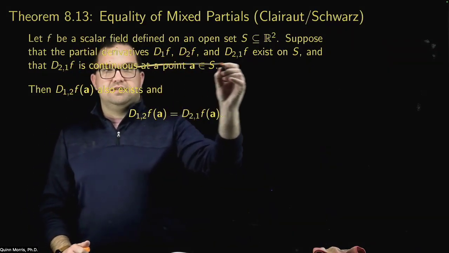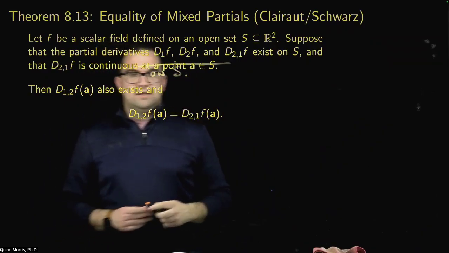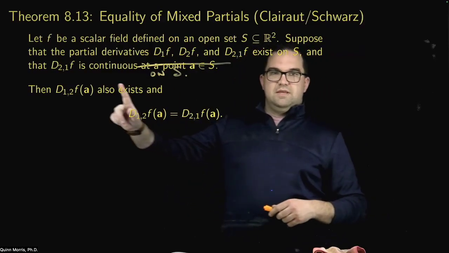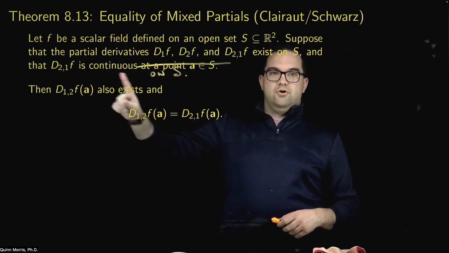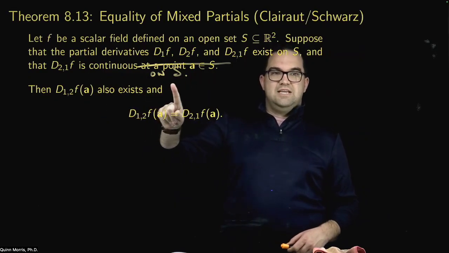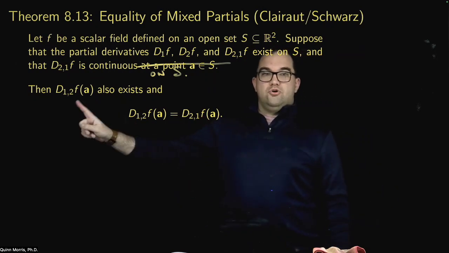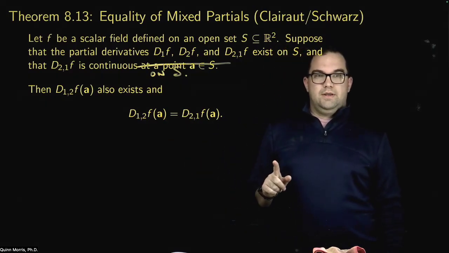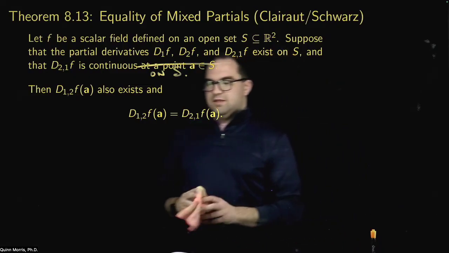You need that this is continuous on S. So I did want to fix that in this video. You actually need more than just continuity at the point A here. You need that the partial is continuous on S. If you assume that, then the other mixed partial must also exist, and the mixed partials must be equal to one another.